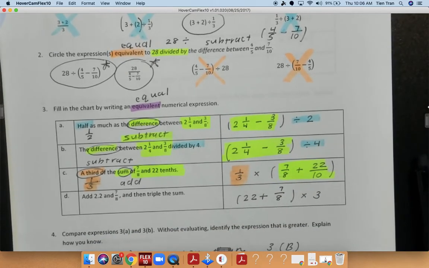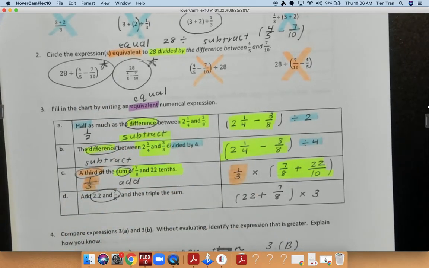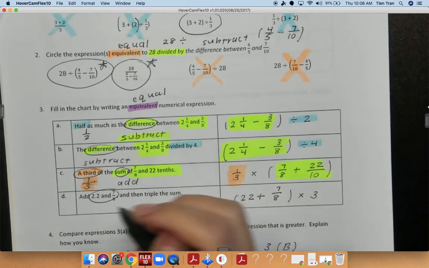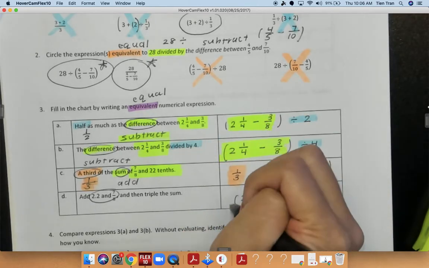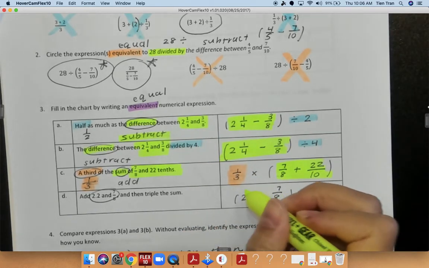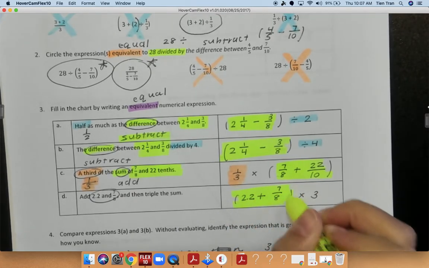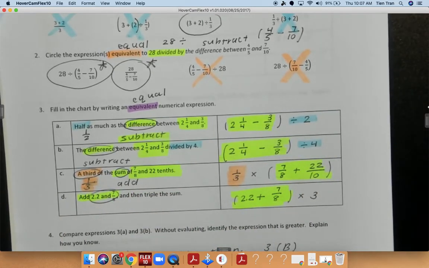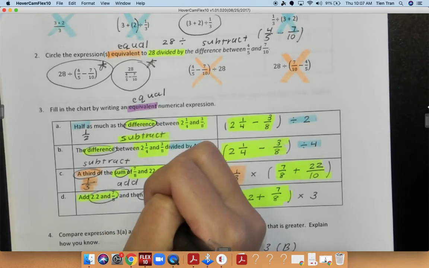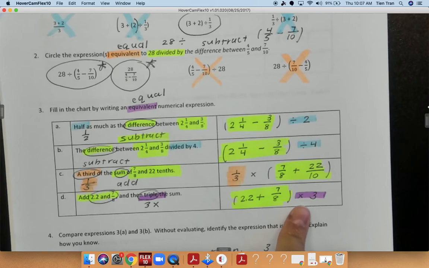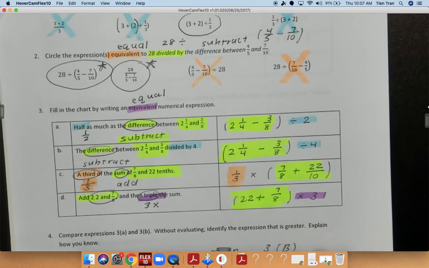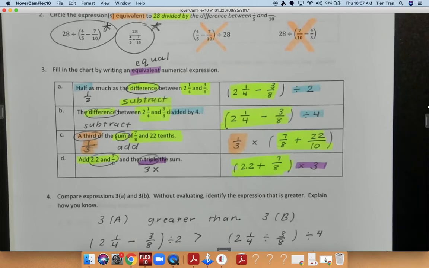For problem D, we have add 2 and 2/10 and 7/8. And then triple the sum. So we have 2, 22. Oh, I forgot to write the decimal. 2.2 and 7/8. So we're adding that. And then triple the sum. The word triple means that you're multiplying 3 times. So that's what I'm writing right here, 3 times. You could have written 3 times in front or in the back. That's up to you. It would be the same answer and it would both be correct.